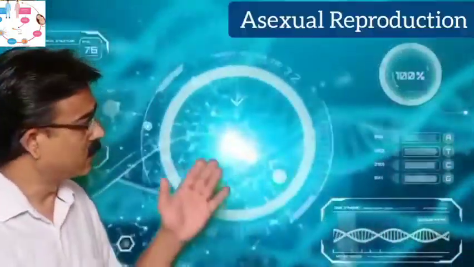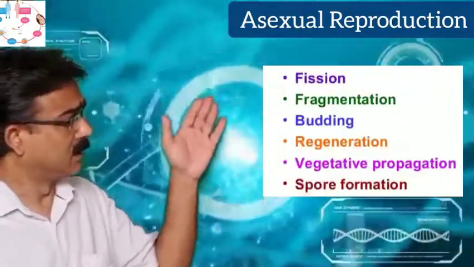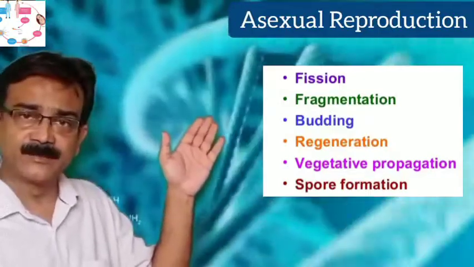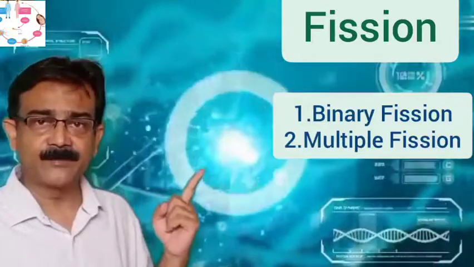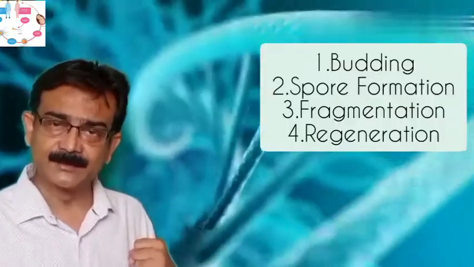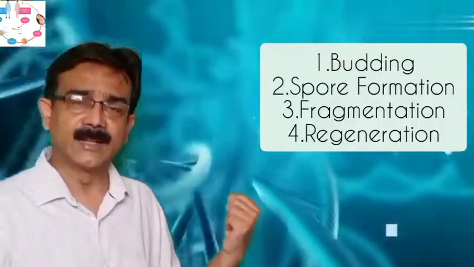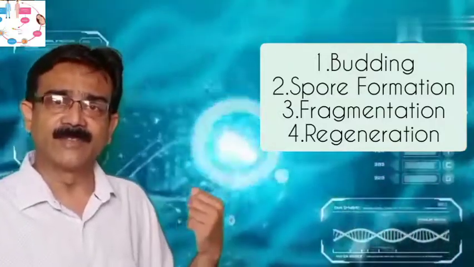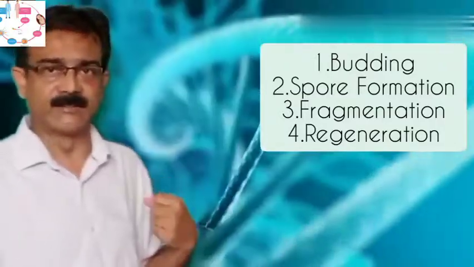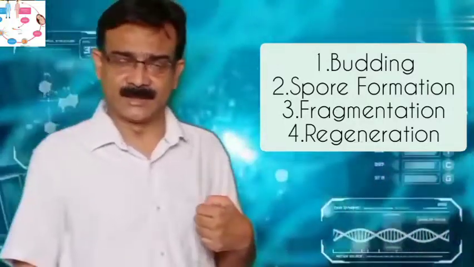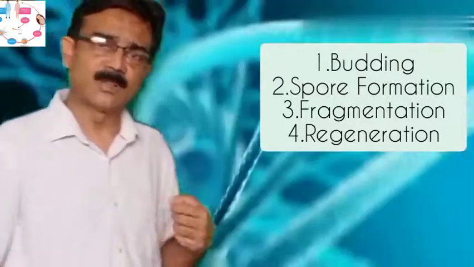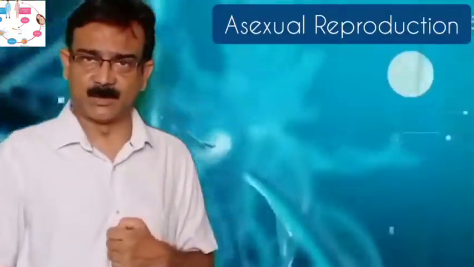Now first we will talk about asexual reproduction. Asexual reproduction has many types, like fission. Fission is of two types: binary fission and multiple fission. Then next is budding, then spore formation, fragmentation, and regeneration. These are some main types of asexual reproduction. First of all, we will discuss asexual reproduction.